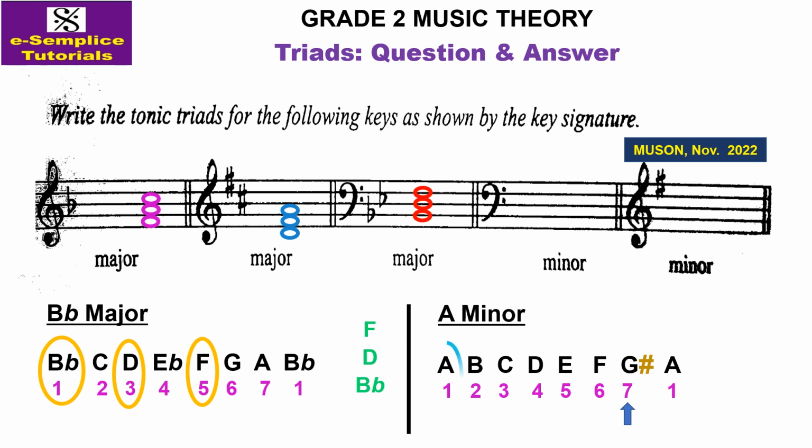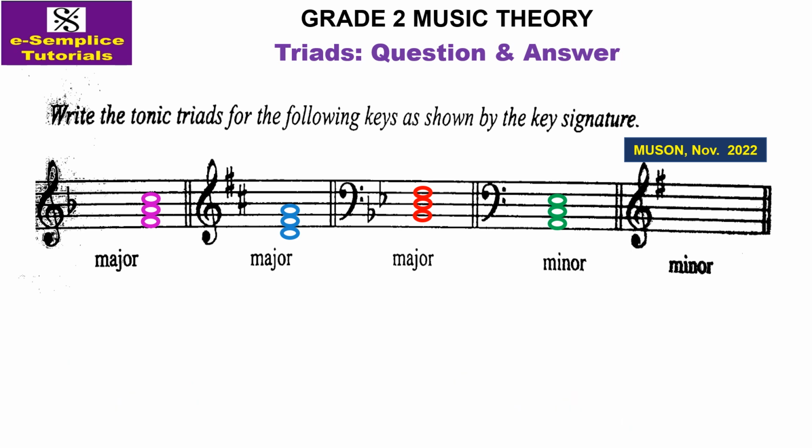Once it is a minor key, please, as a default, raise the seventh degree. It's a tonic triad, so we still do first degree, third degree, fifth degree. Stack the notes. You have A, C, E. Let's put that on the stave. A, C, E.